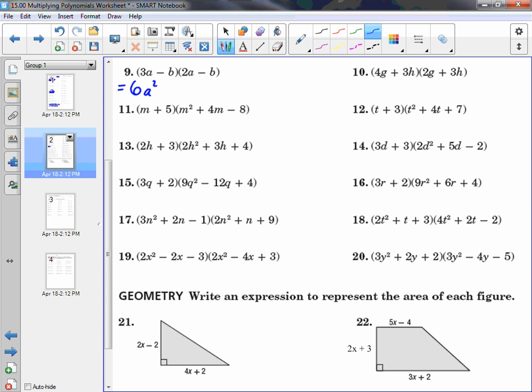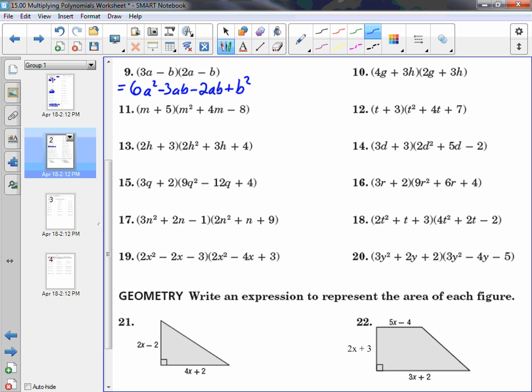And then 3a times negative b, what is 3a times negative b? Negative 3ab. Now we distribute the negative b. What's negative b times 2a? Negative 2ab. And then last, negative b times negative b? Positive b squared. Now, it is conventional notation, when you have 2 variables in one term, to go alphabetically. It's not incorrect if you put negative 3ba, but it's definitely unconventional.